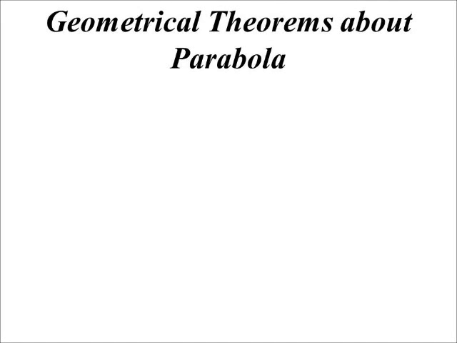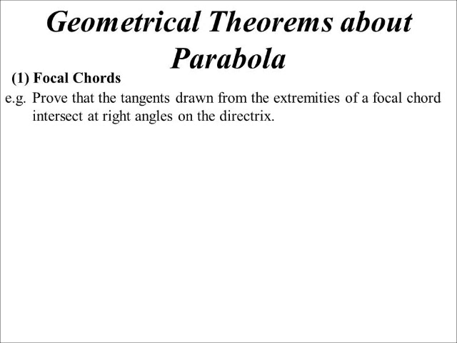So we've looked at how to find important lines and points, chords and tangents and what have you. Let's now look at some different theorems using those. So focal chords, you remember we talked about focal chords, which is simply a chord that passes through a focus. Turns out that if you draw a tangent at the end of the focal chord, then that point of intersection will meet on the directrix, but they'll also meet at right angles.